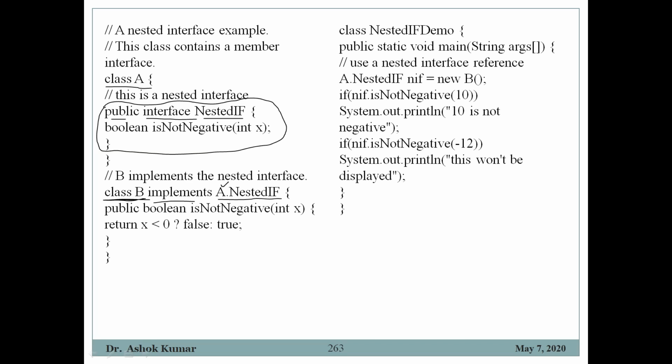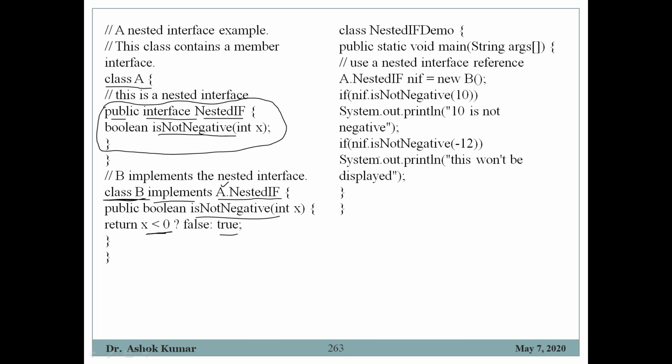And in this class, we have defined this method is not negative. So we have defined it is not negative, and in it we are checking if x is less than 0, then it will return false, and if x is greater than or equal to 0, then it will return true. So this is the definition of the is not negative.